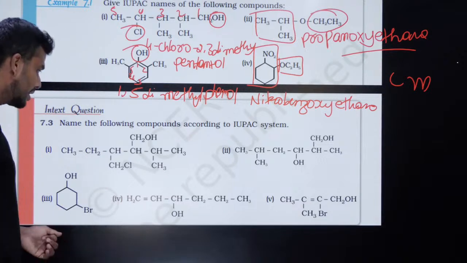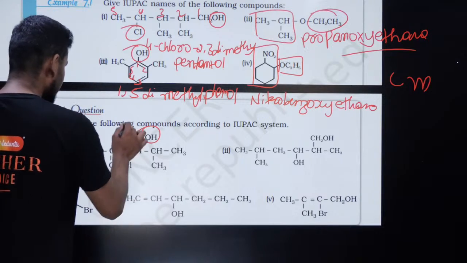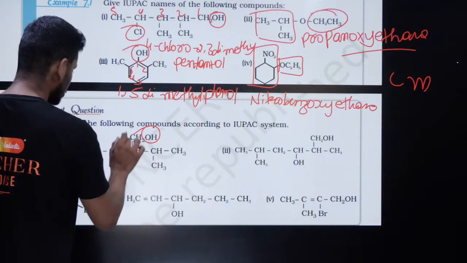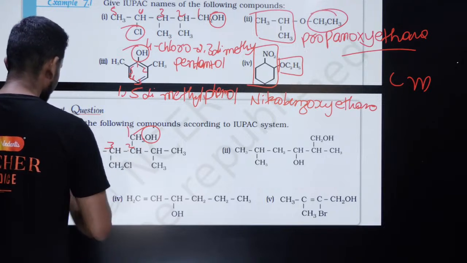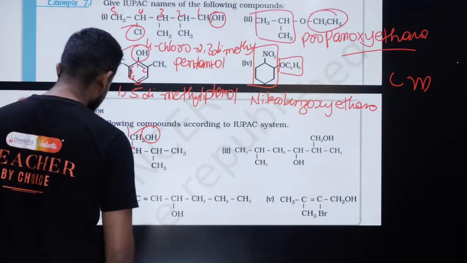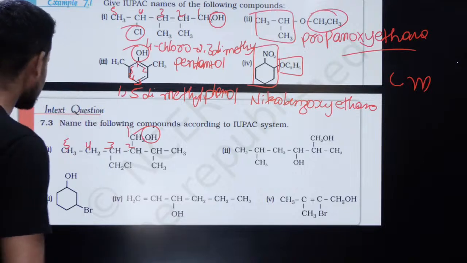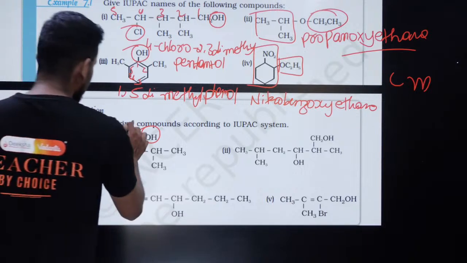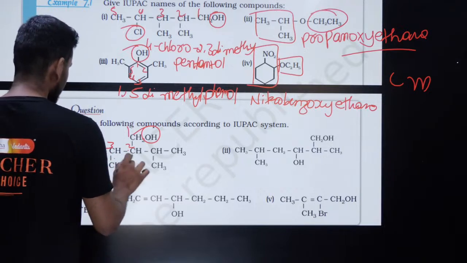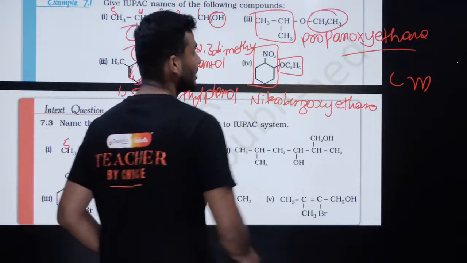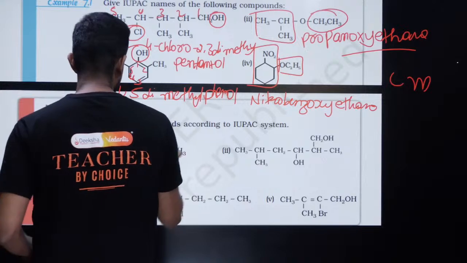Look here. Alcohol is present on this carbon atom, so we take the numbering from this side: 1, 2, 3, 4, 5. One second, students, wait. Only one alcohol group is present, so we can number from this side. Here also one functional group is there, that's why the numbering is different here, students. One second, I will do that.